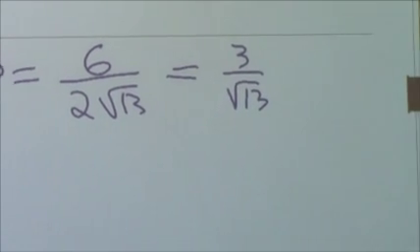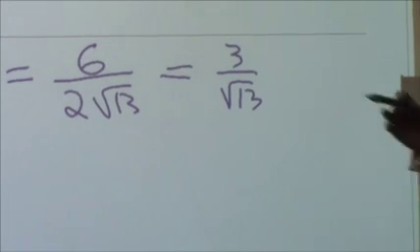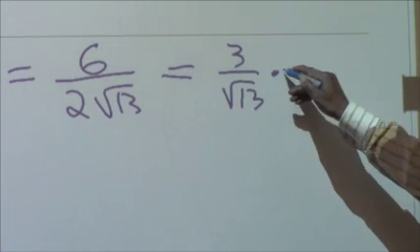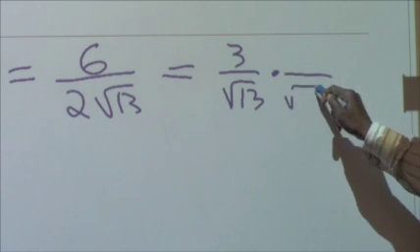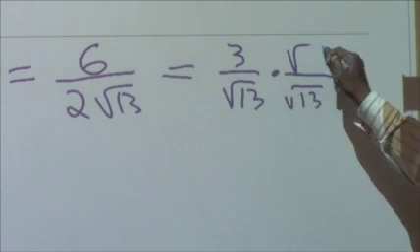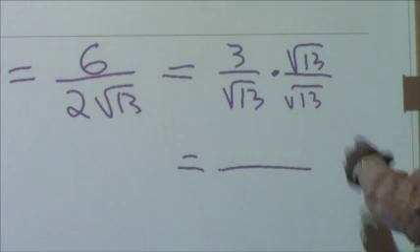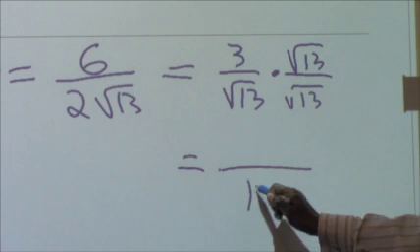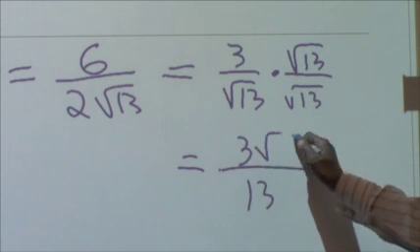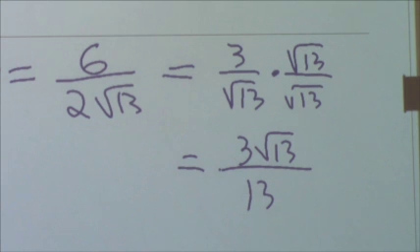Now, the problem is that we have to rationalize. We cannot have a denominator be a radical. So to rationalize, we must multiply both numerator and denominator by this denominator. And that's going to eliminate the radical from the denominator. Square root of 13 times square root of 13 is square root of 169, which is basically 13. So our answer will be 3 square root of 13 over 13. So that's it.